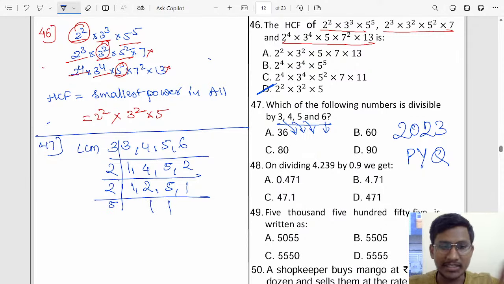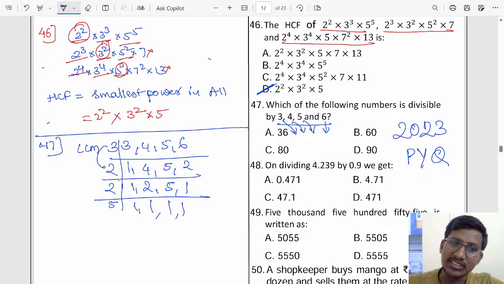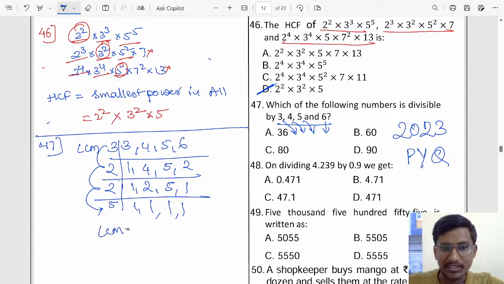Okay. So we get all 1s. So the LCM will be how much? Tell me. 3 2s are 6, 6 2s are 12, 12 5s are 60. So LCM will be 60. So answer is what? 60. Okay, answer is 60. So that is the answer here. Understood? So that is how you have to do.